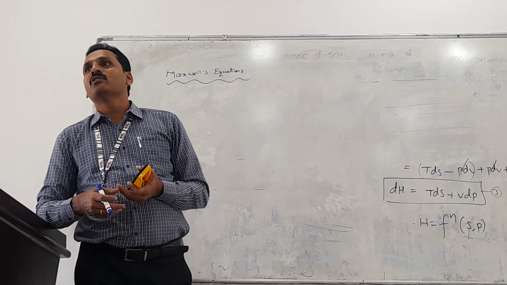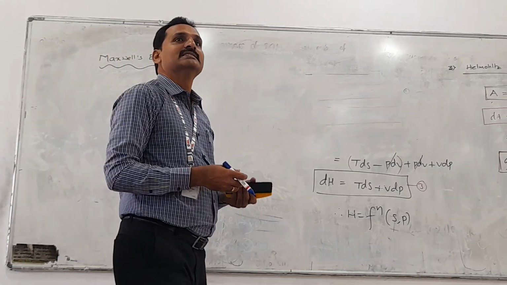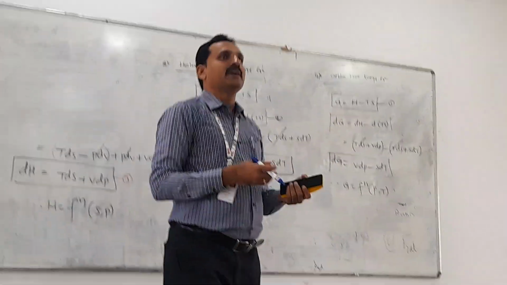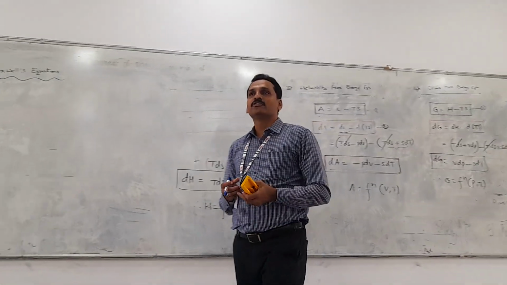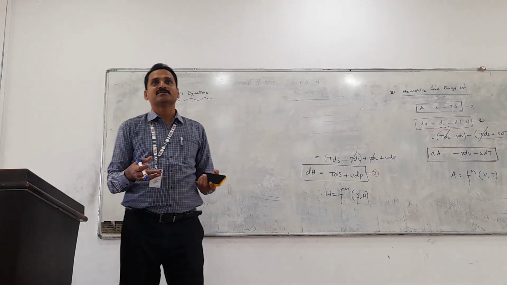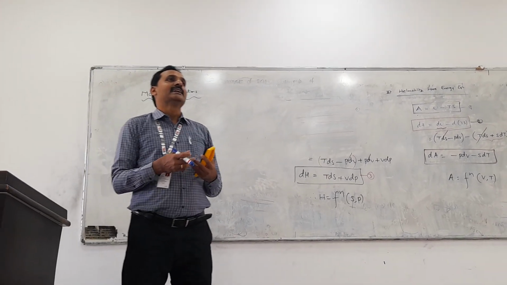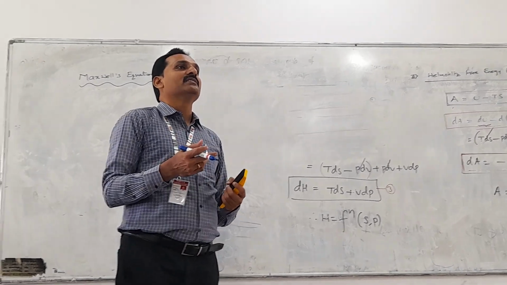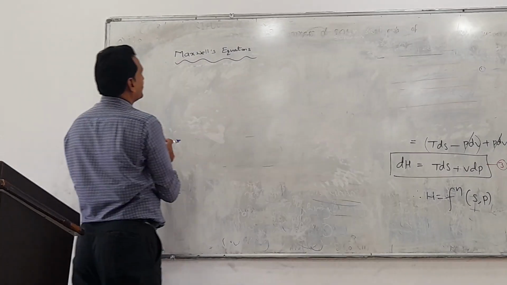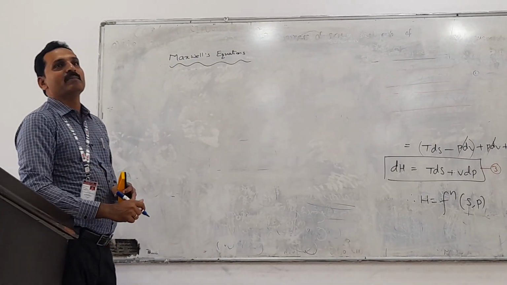What are the unmeasurable quantities and what are the measurable quantities in thermodynamics? Enthalpy, internal energy, Helmholtz free energy, Gibbs free energy, all are unmeasurable quantities. What are the measurable quantities? Temperature, pressure, volume. Now look at the steps involved in the derivation of the Maxwell equation.